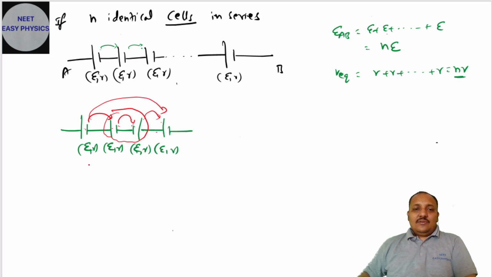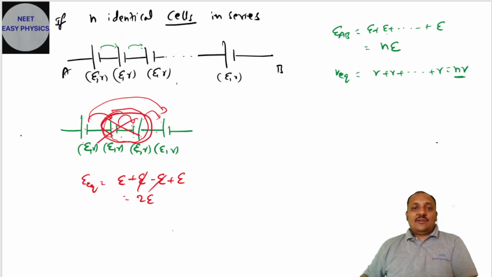Otherwise, you can write the formula: E equivalent is equal to E, this is connected correctly, plus E, this is wrongly, minus E, plus E. Therefore, you get 2E. So if you connect one cell wrong, it is taking along with it another cell, meaning two cells will be gone. Like that, if you connect two cells wrong, then four cells will be gone.